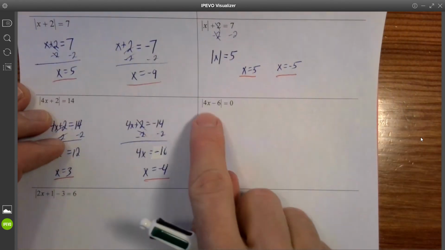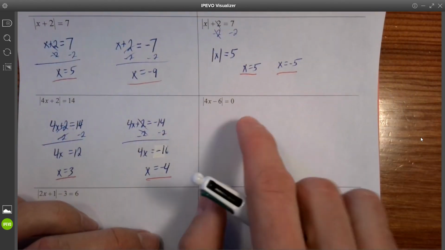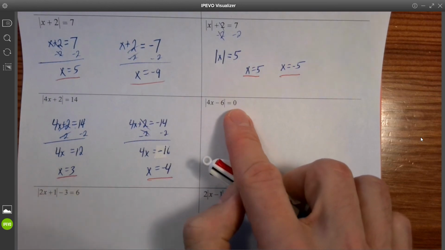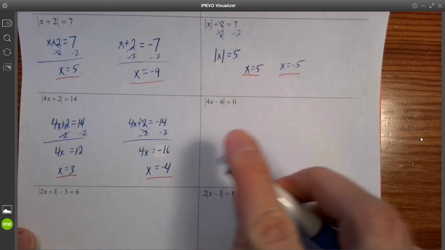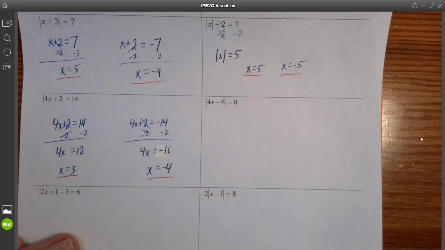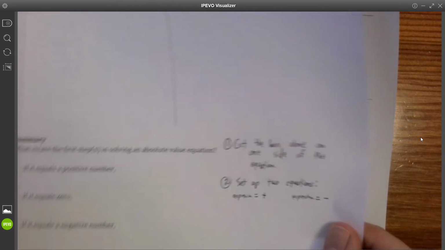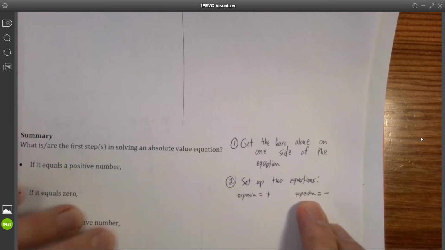So, I'd get the bars alone. They're alone. And I set it equal to 0 and to negative 0. Wait a minute. You can't have negative 0. Negative 0 is not a thing. And positive 0 is not a thing. 0 is 0. It's not positive or negative. So this little step right here needs a little bit of extra stuff. So I'm going to set up two equations.